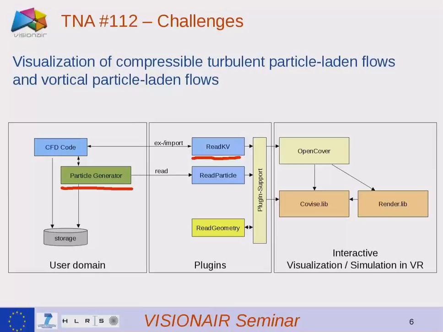And we had to optimize the data structures within the CFD code to do the data transfer to the render nodes and load the data in a faster, more optimized way. So we came down from 30 minutes to 5 minutes, and that was quite a nice improvement.